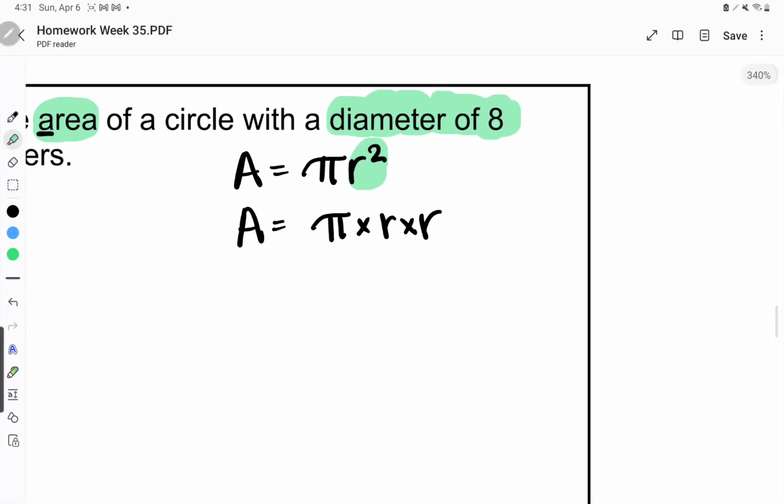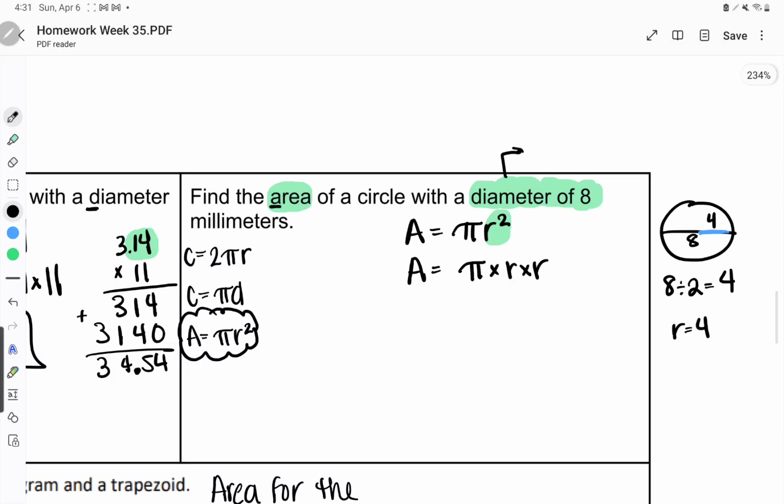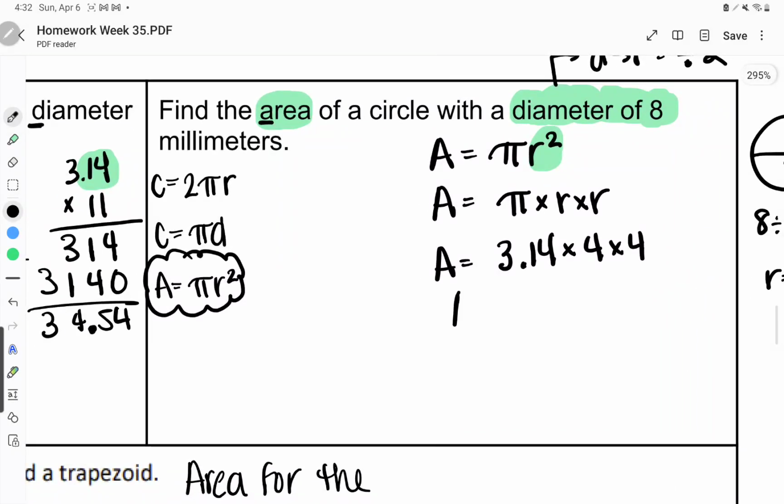So how do I go from diameter to radius? I would divide by 2. Right now, I have 8. I want to know what this portion right here is. So I would do 8 divided by 2, and that gives me 4. So my radius equals 4. Diameter to radius, divide by 2. All right, so I would have area equals 3.14 times my radius of 4 times my radius of 4. Area equals 3.14, and then 4 times 4 gives me 16. So I have 3.14 times 16.